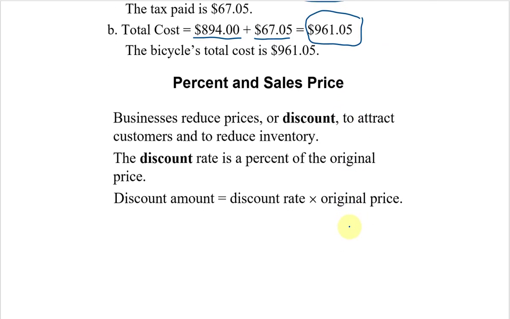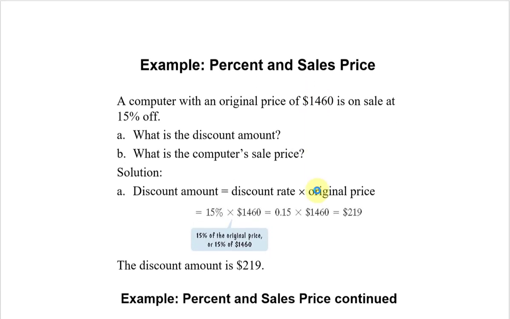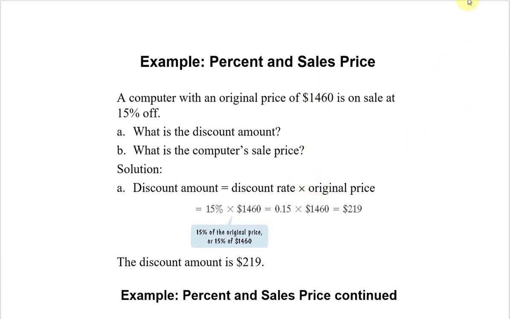Now the businesses reduce prices or discount to attract the buyers. So the discount rate is the percent of the original price. So the discount amount equals the discount rate multiplied by the original price. So how do I do that? Let's go over one example of that.